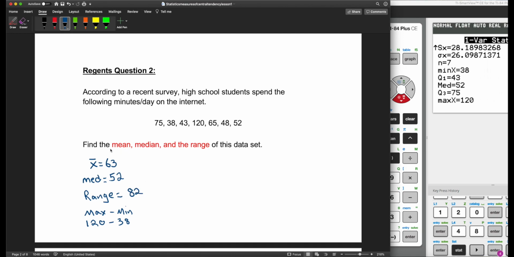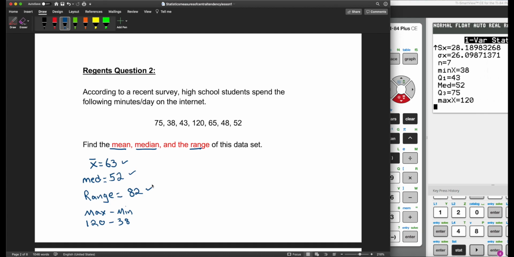So the Regents wanted the mean, you found it. The Regents wanted the median, you found it. And the Regents wanted the range, you found it. So using your calculator, you were able to find the measures of central tendency and dispersion, full 2 credits on your Regents, and that is correct.